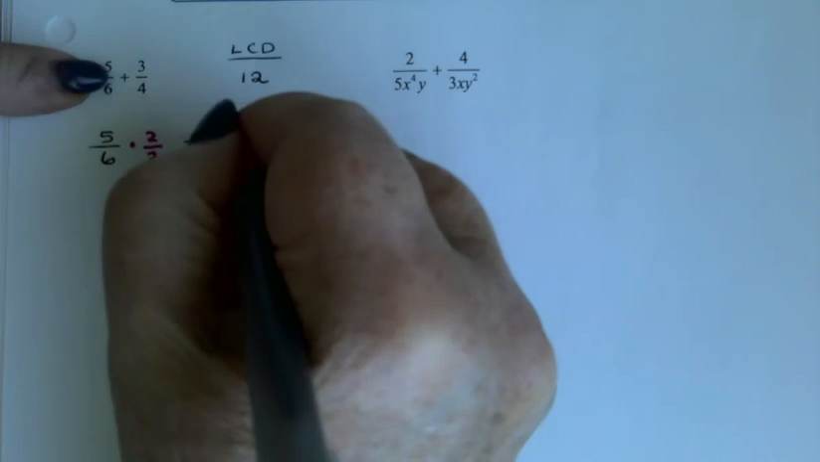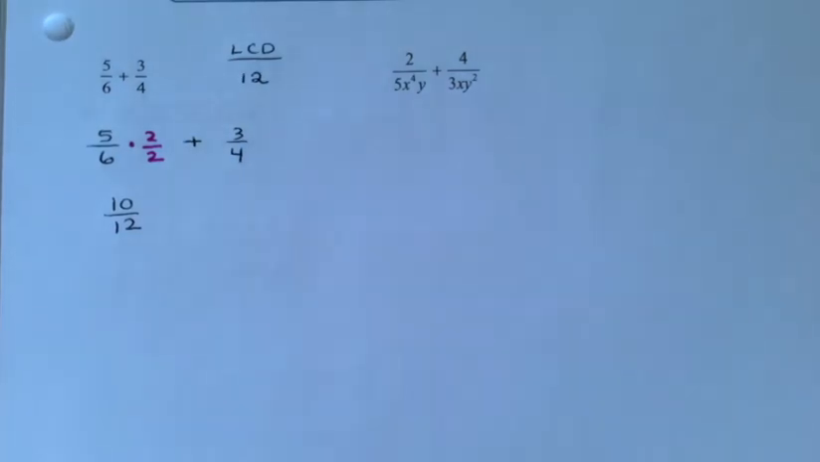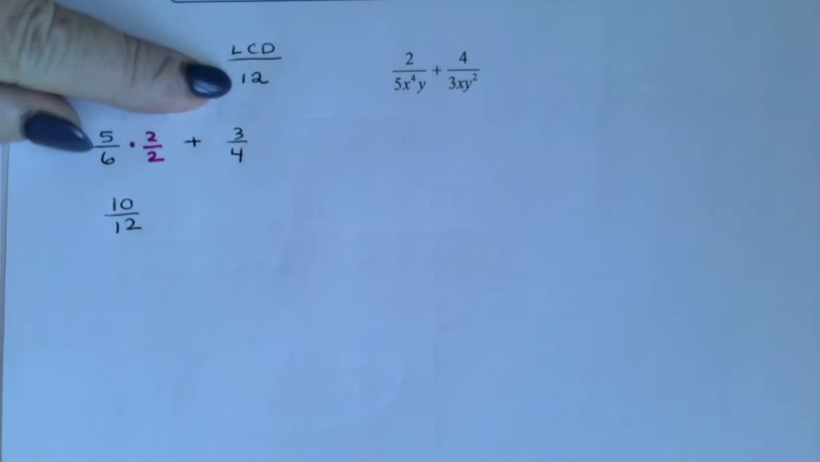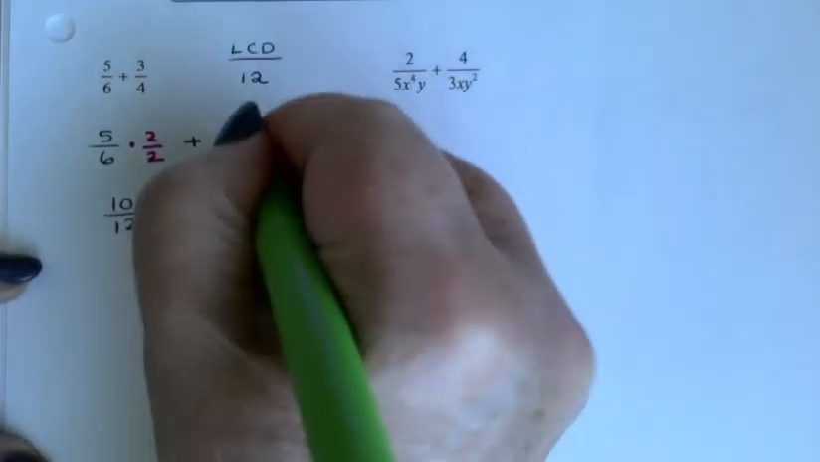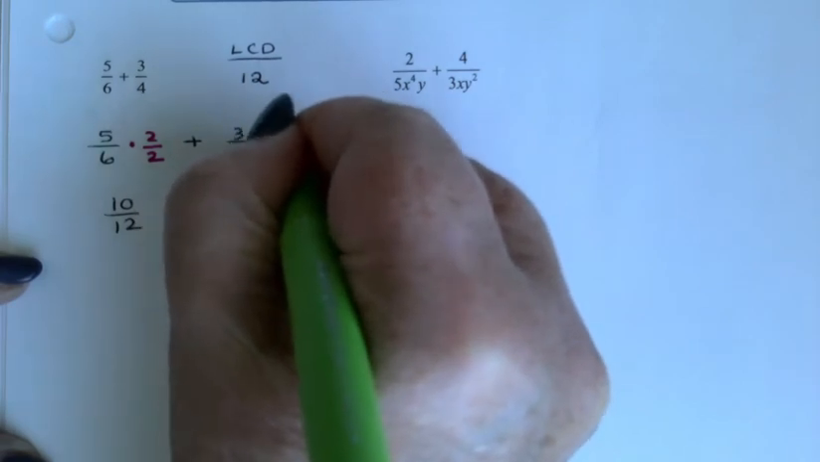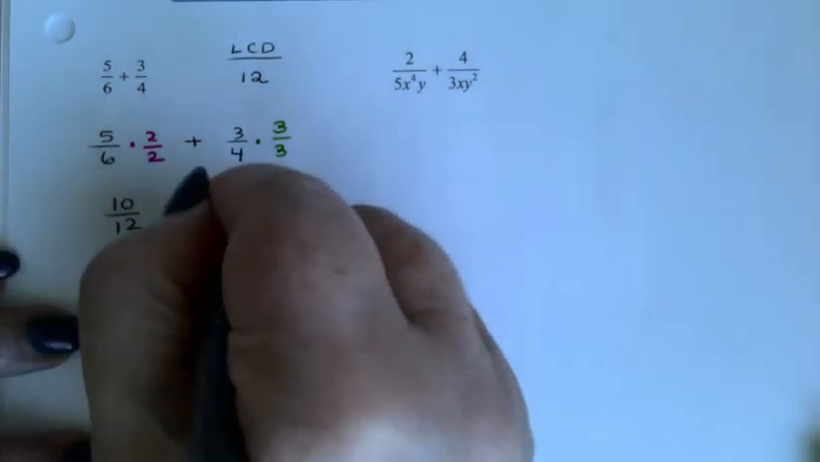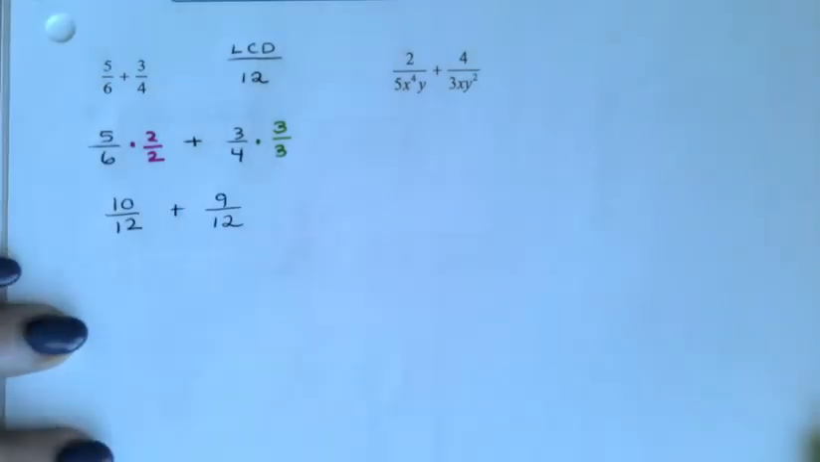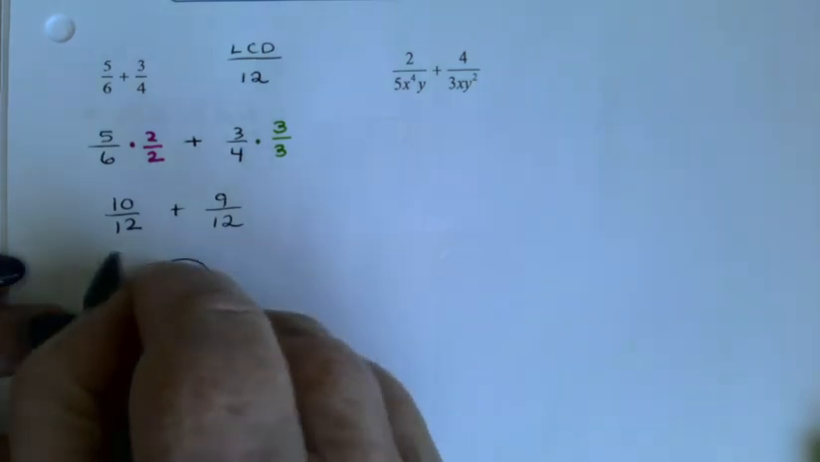I'm adding 3/4. And again, I need to ask myself, what do I need to do to create that LCD? Well, to go from 4 to 12, I'd have to multiply by 3. And once again, I have to multiply by a form of 1. So I'm going to multiply by 3 over 3. And so I'm actually adding 9/12 to get an answer of 19/12 now that I have a common denominator.